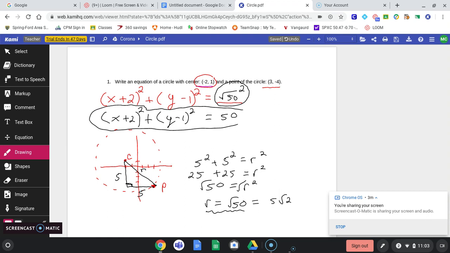Again, what we did there was graph it, make a right triangle, and use the Pythagorean theorem to calculate the radius, and then I put that in the equation. For the next example, you're going to have to do exactly what we did right here. You're going to have to calculate the radius and then plug it back in. Rewatch this if you have any questions.